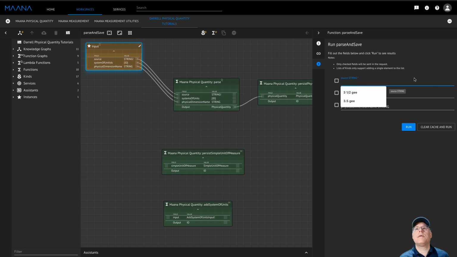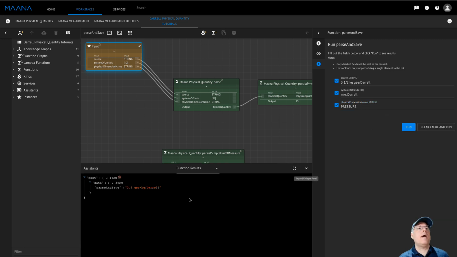So to test this, I am going to parse and save 3.5 kilogram G per Daryl, which should be a pressure. And now you'll notice that this uses units from the MKS system as well as my custom system of units. So I have to provide the IDs for both of those systems of units. And I want to make sure that this only parses if it is in fact a pressure. When we run, after a moment, we can see it's returned the ID of the physical quantity that it stored, 3.5 GkG per Daryl. So it's that easy to create your own custom units of measure and your own system of units and use them to parse domain-specific units of measure.